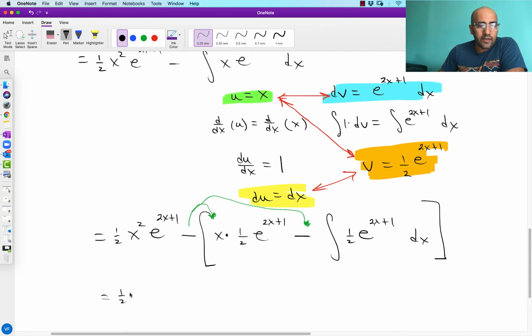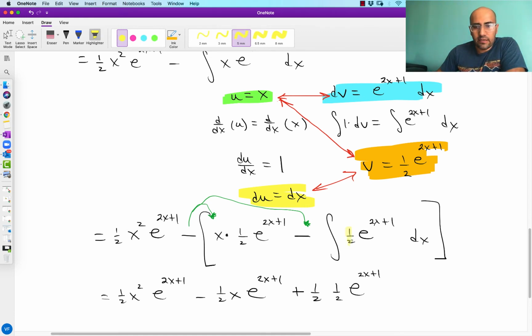So this is going to be equal to 1/2 x squared e to the 2x plus 1, minus 1/2 x e to the 2x plus 1, minus, and then plus this answer, so it'll be a 1/2 from there. And now this guy is going to be e to the 2x plus 1, and then it's going to have another term of 1/2 out in front, right? So maybe to highlight it, this is the one that goes there, just brought out front.